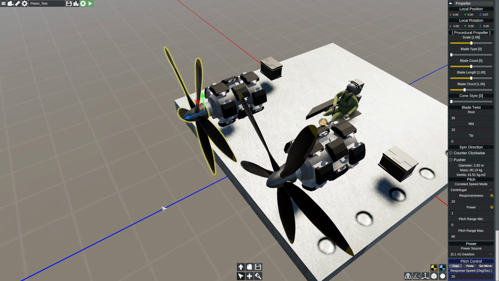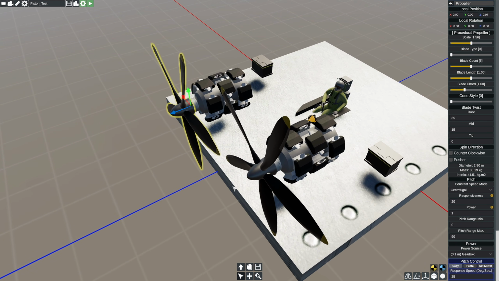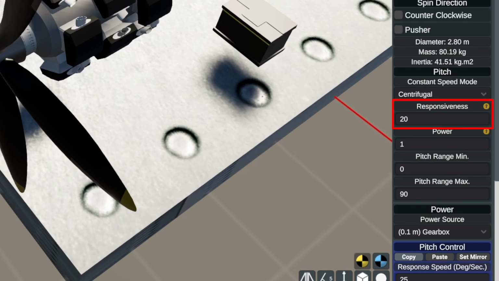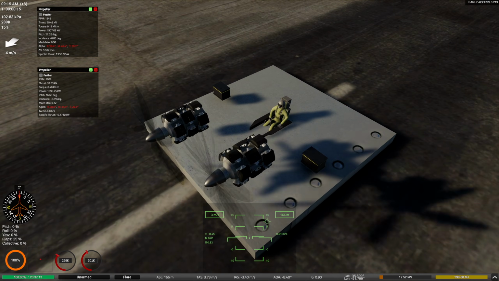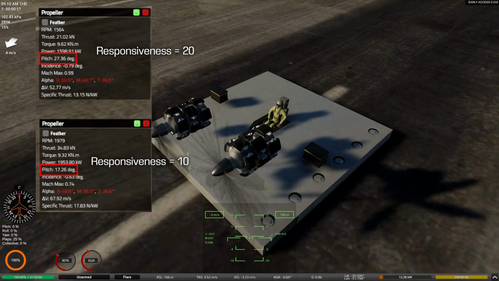Next we have the centrifugal mode. The centrifugal mode adjusts the prop pitch based on its current rotational speed. Simply put, the prop will pitch more the faster it spins. The responsiveness value changes how aggressively the prop adjusts its pitch. A higher value will make the blades pitch more for a given RPM.